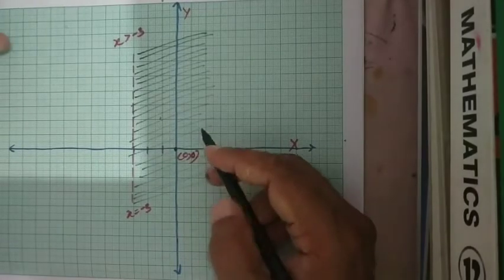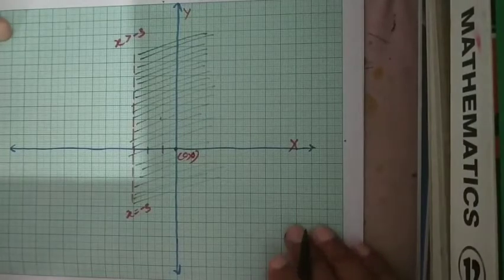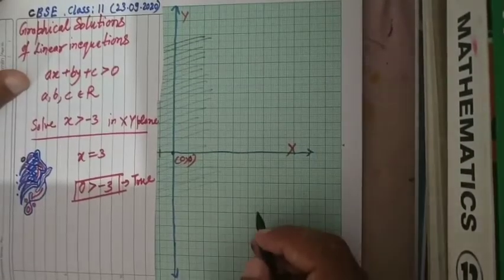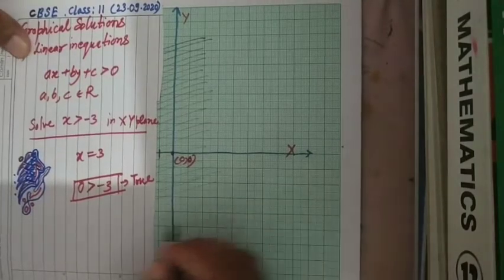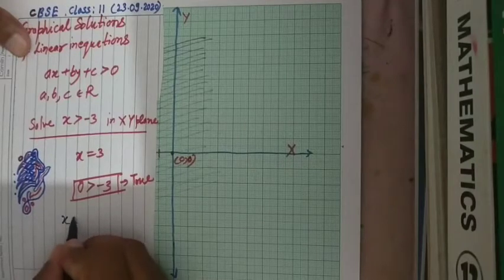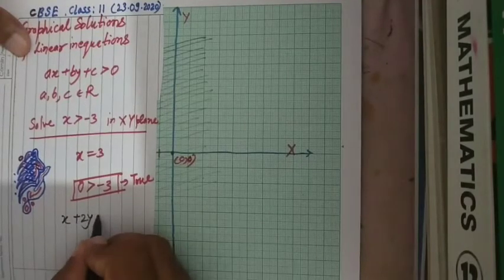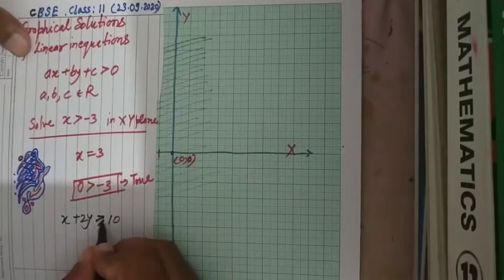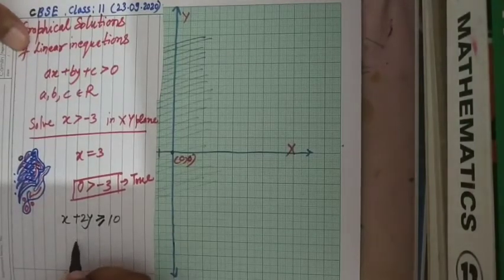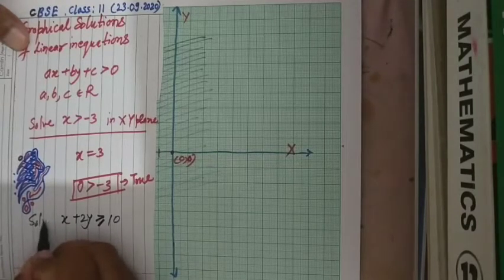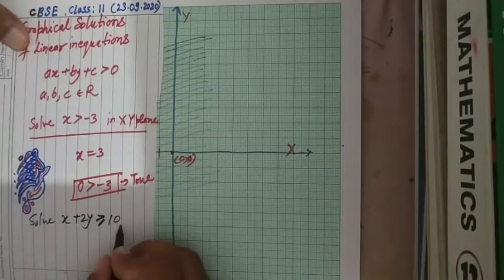Now we are going to see how to solve a two variable inequation graphically. Okay, so suppose we have been given a two variable inequation, x plus 2y greater than or equal to 10. This is one of the two variable inequations which we are going to solve graphically.